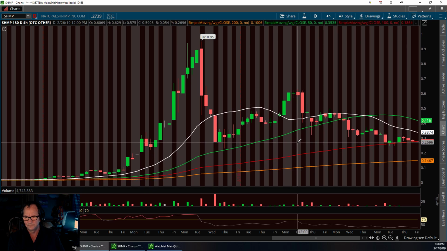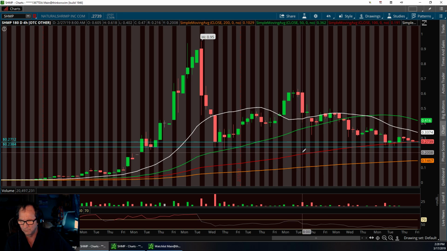So we got a support level right here, right at 27.12. We got a lower support right down here, right around the 23, 24 area, and then a low support right down at the 20 cent area. So she can run back up to the 30. Just a little bit of news, maybe a catalyst, but me and Vegas really liked this trade.